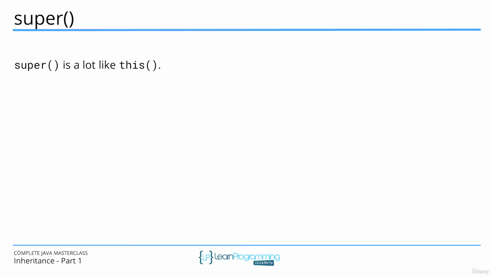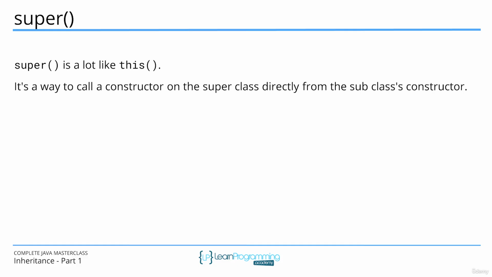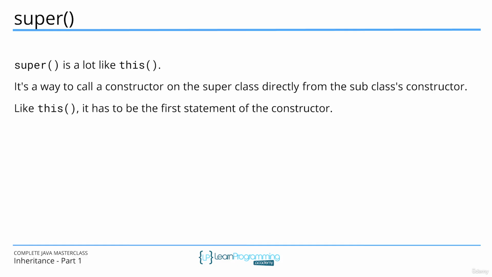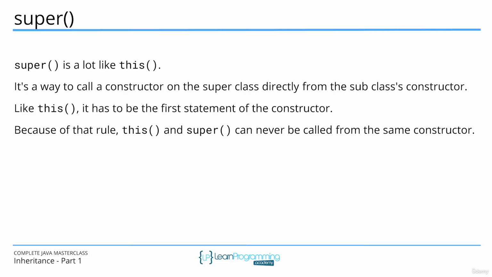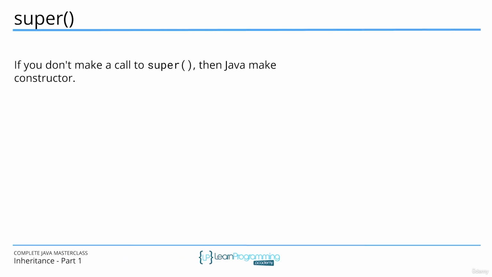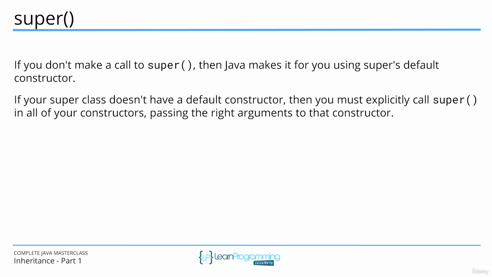Super with parentheses is a lot like this with parentheses. It's a way to call a constructor on the superclass directly from the subclass's constructor. Like this, it has to be the first statement of the constructor. Because of that rule, this and super can never be called from the same constructor. If you don't make a call to super, then Java makes it for you using super's default constructor. If your superclass doesn't have a default constructor, then you must explicitly call super in all of your constructors, passing the right arguments to that constructor.